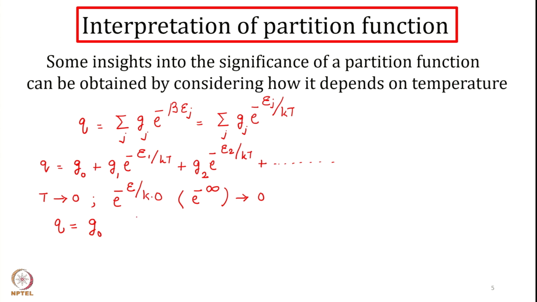Okay, so let me write this. Q approaches a value of G0 as temperature approaches zero. Fine, so we have talked about the first extreme.